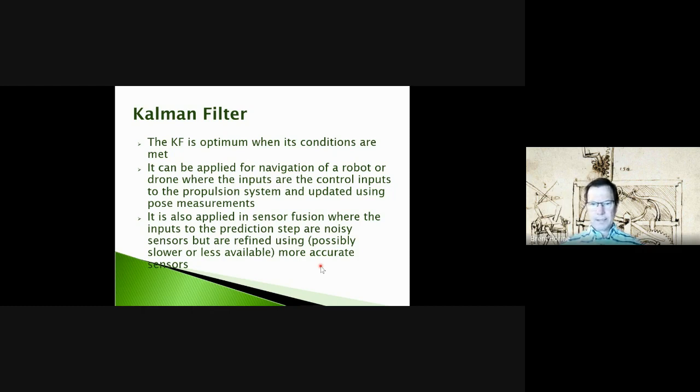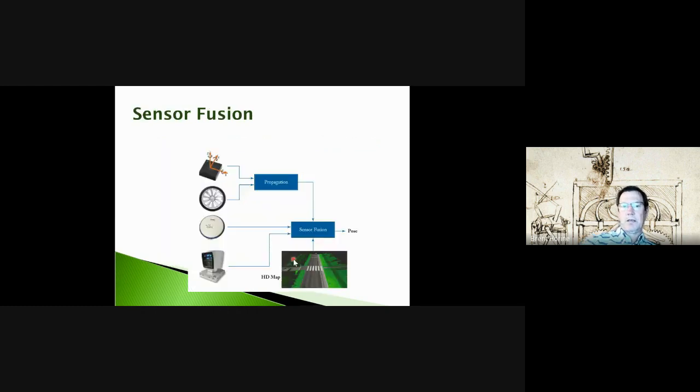So here, the inputs to the prediction step are these noisy sensors, but are refined using possibly slower or less available, but more accurate sensors, right? So kind of a navigation type thing or a sensor fusion type of thing. So here's a little bit more involved treatment of it from your book.